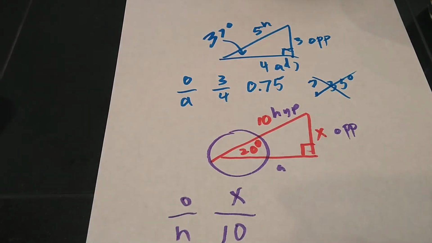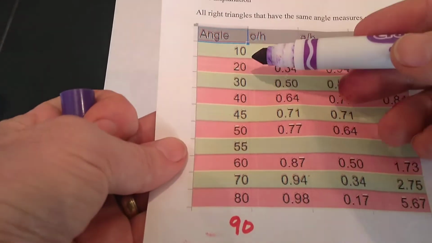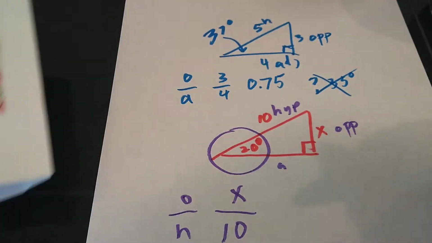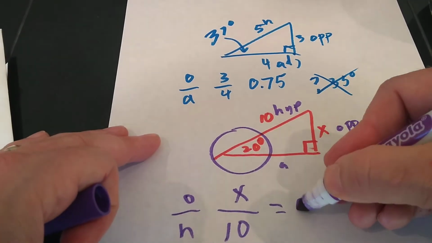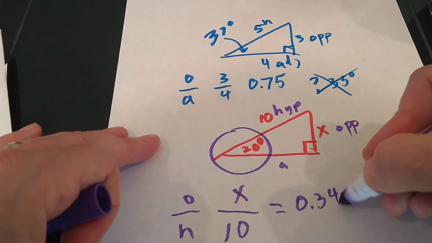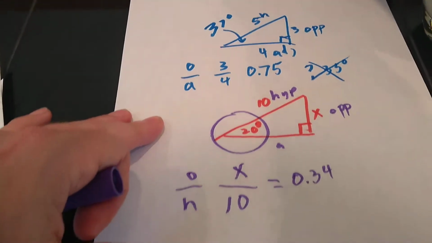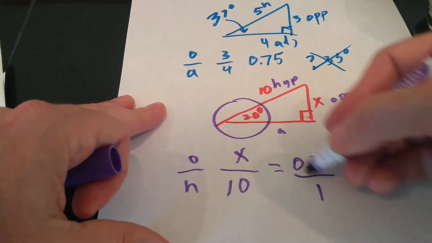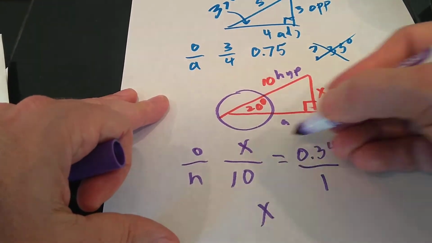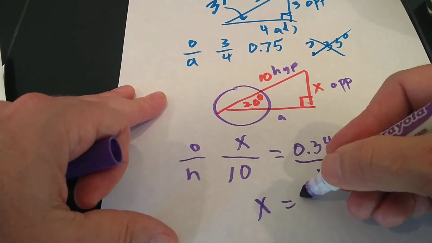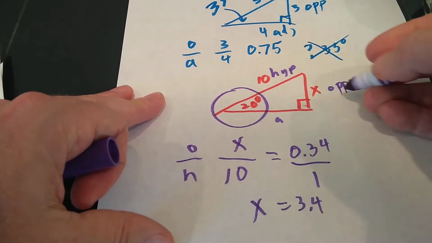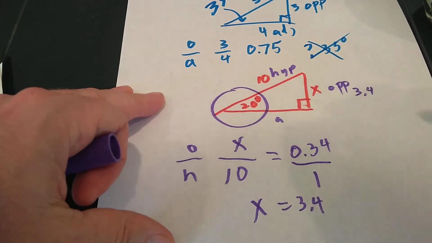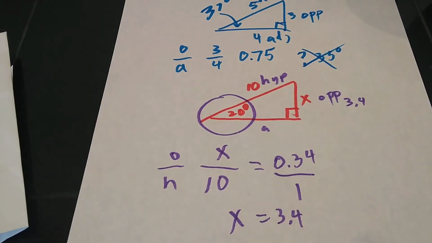I go to my chart for 20 degrees and say 20 degrees, opposite over hypotenuse, is 0.34. There is an equation I can solve. Many times we like turning this into a proportion. And so if I cross multiply, x times 1 is just x, and the 10 times the 0.34 is 3.4. And I'm like, oh, that kind of makes sense for that picture. That looks about right. So that's something else we've done.